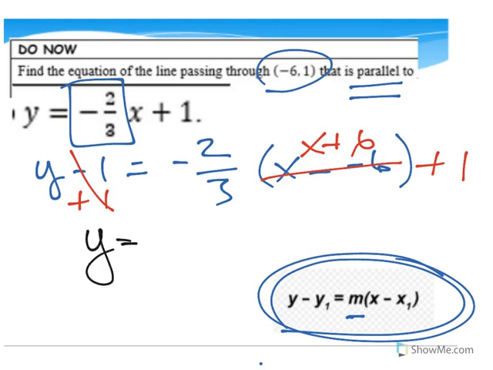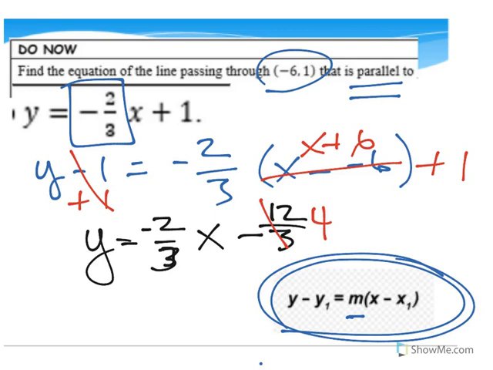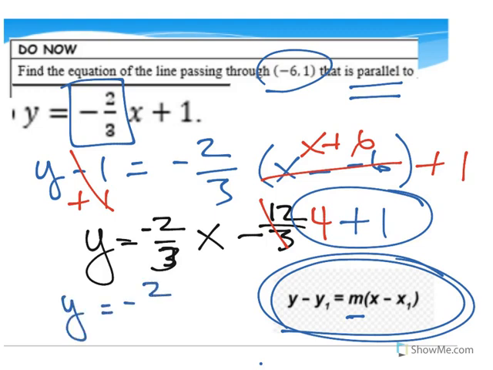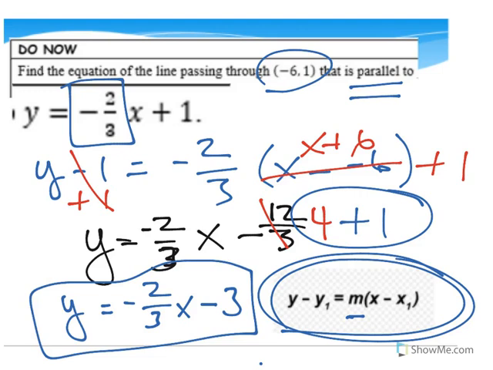Simplifying some more, I would distribute this negative 2/3 to everything inside the parentheses. So negative 2/3 x minus, because negative times a positive equals a negative, negative 12 over 3, or simply 4, since 12 divided by 3 is 4. And then, of course, I have a plus 1 over here. We'll combine those terms. So y equals negative 2/3 x minus 4 plus 1. So this would then be minus 3, or negative 3. So that's what yours should have looked like.